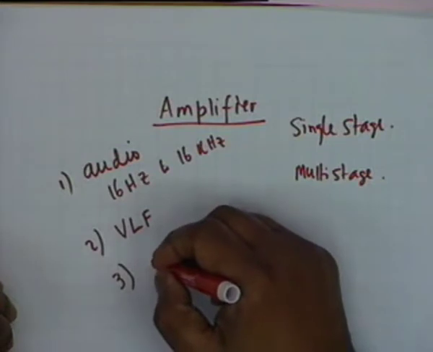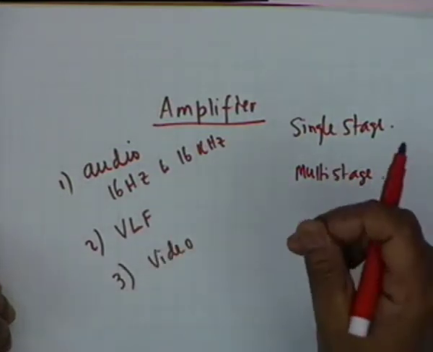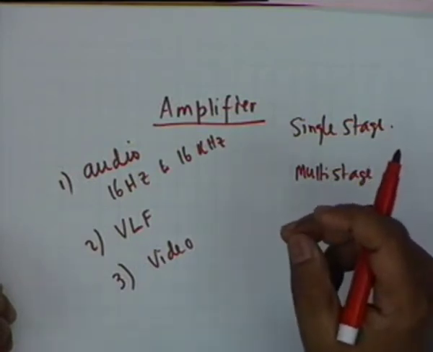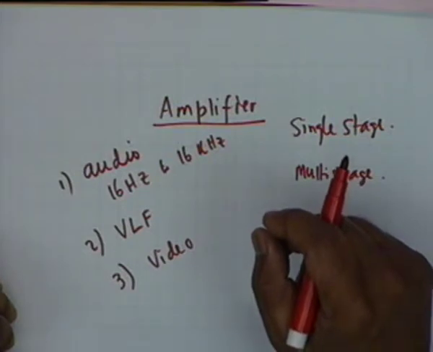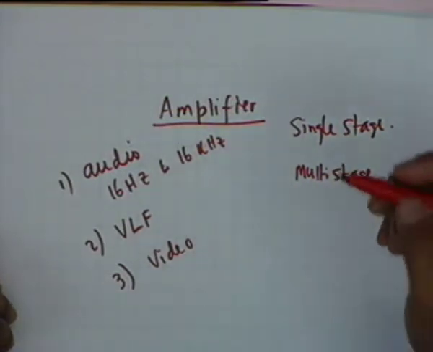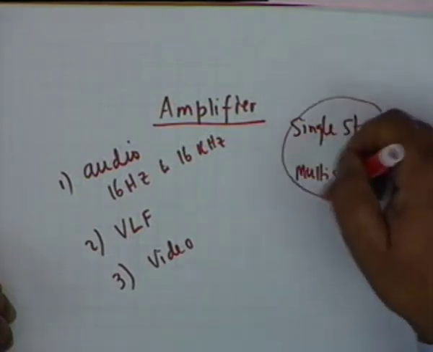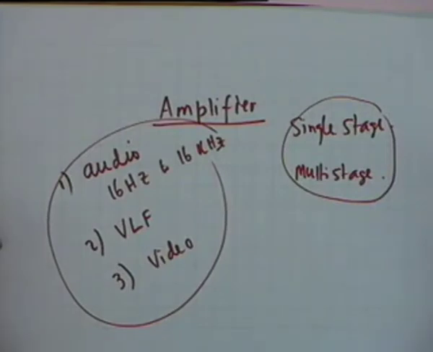Or you can have, let us say, video amplifiers, where the frequency range may vary from 30 Hz to about 4 megahertz or higher, okay, video amplifier, and so on. So you can classify amplifiers on the basis of number of stages, on the basis of the frequency range, then on the basis of the bandwidth.